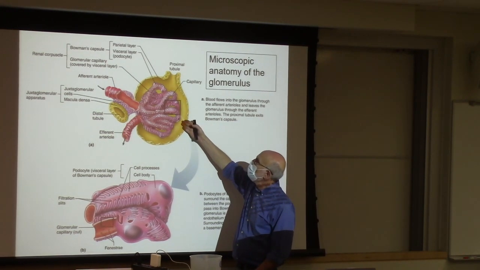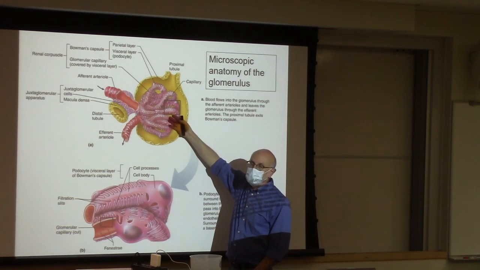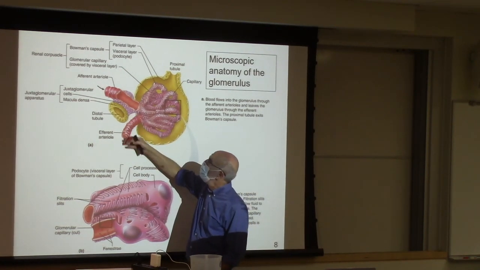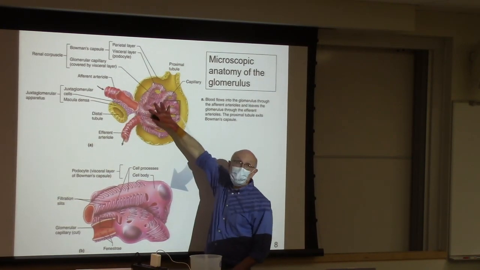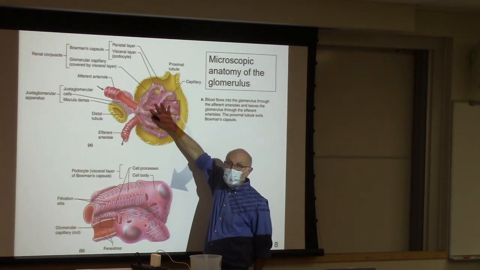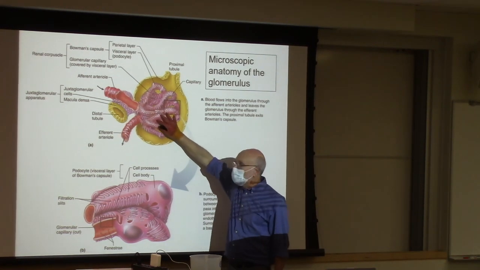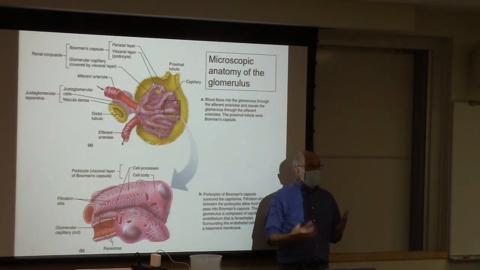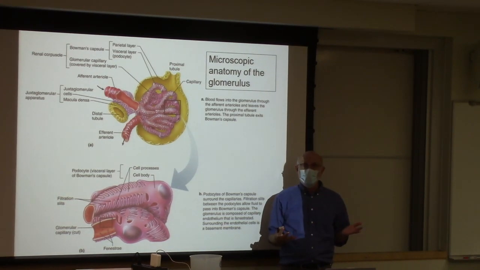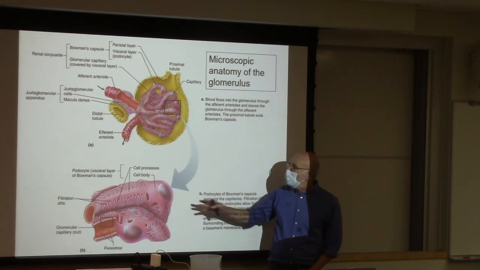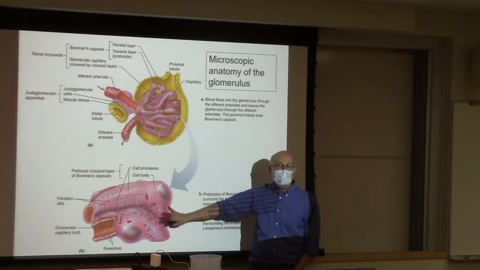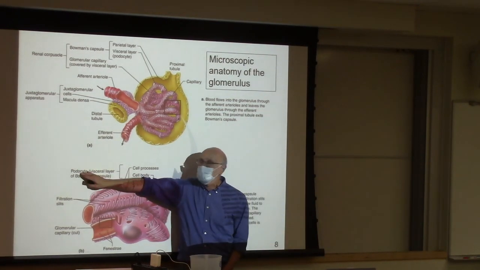Bowman's capsule, Bowman's space, the glomerulus, afferent arteriole, efferent arteriole. Blood comes in the afferent arteriole and is filtered by these glomerular capillaries. The glomerular capillaries are specialized for being leaky. They're specialized for allowing filtration. They're specialized for being leaky to fluid. That's their job. And so these glomerular capillaries are surrounded by a group of cells called podocytes.